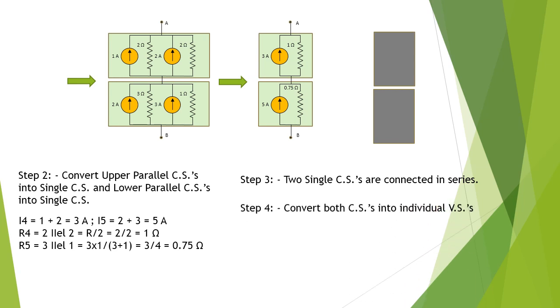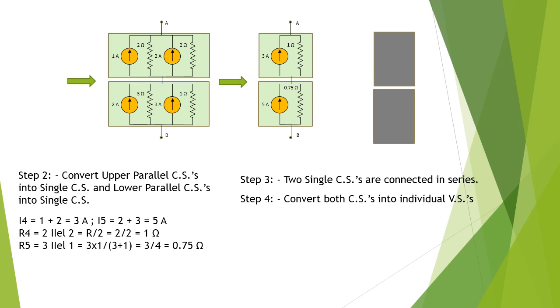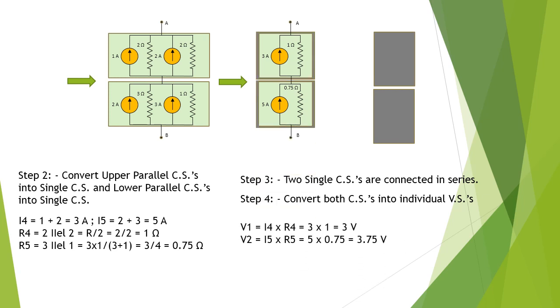Step number 4: convert both the current sources into individual voltage sources. In this case we are using the rule of source transformation. The formula is again by using Ohm's law. V1 is the representation for the first current source converted to voltage, and V2 is for the other source transformation. So you get 3 volt and 3.75 volt. It is represented here.